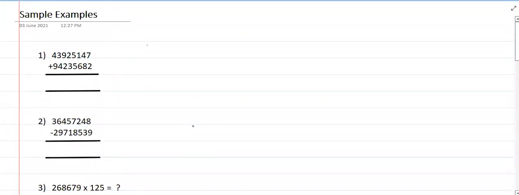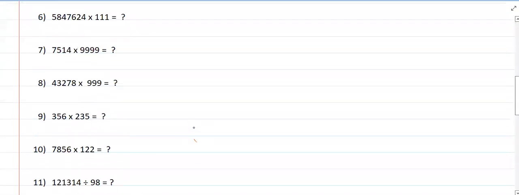Okay. Shall we start our first sutra? Yes, sir. Or let me explain one question here. See that 7th question. What is the number here? 7,514, right?